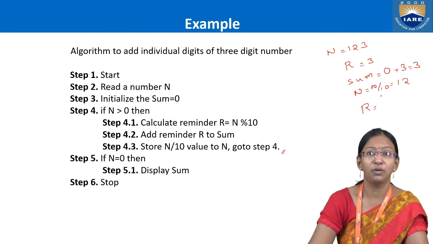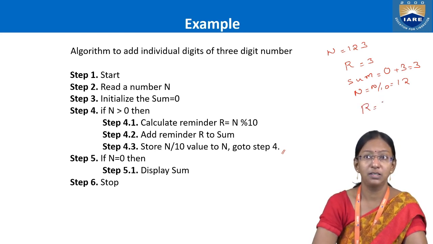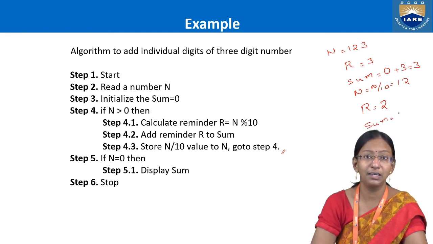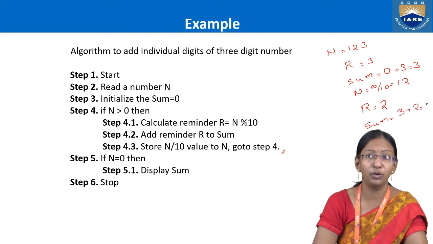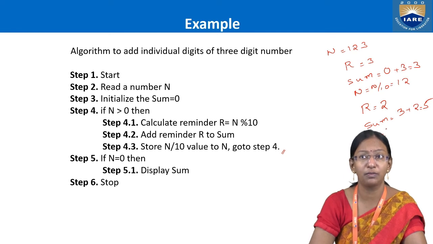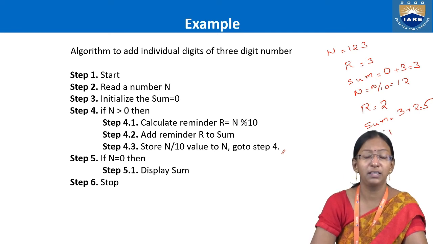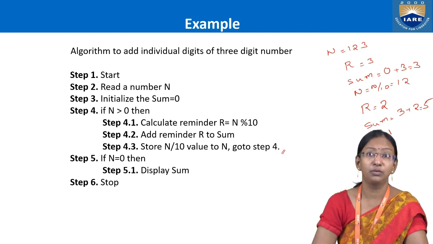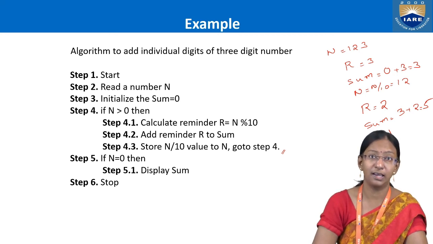R is equal to 12 mod 10. You are going to get the value as 2. Again, calculate the sum. What is the current value of sum? It is 3. Now 3 plus 2, you are going to get 5. Right? Now, calculate the n value. N by 10. What is the current value of n? It's 12. 12 by 10, you are going to get 1.